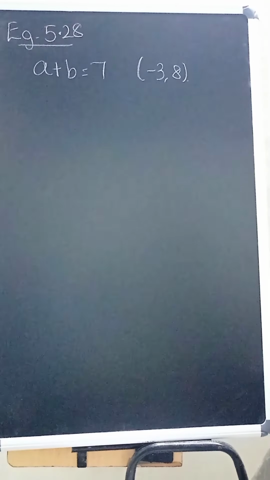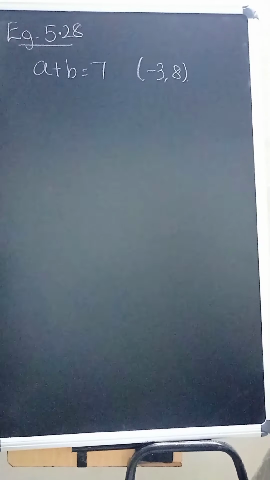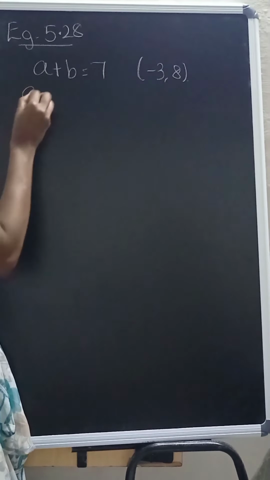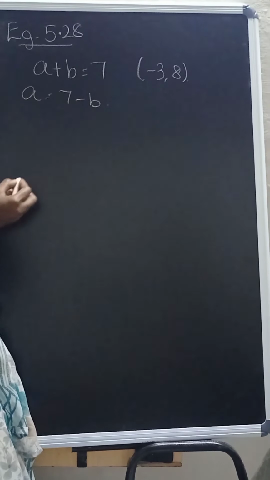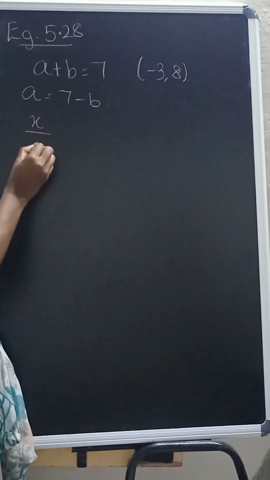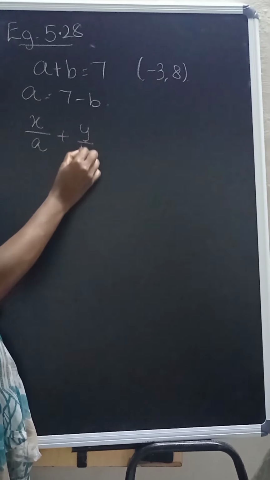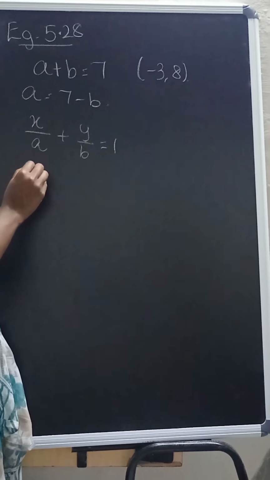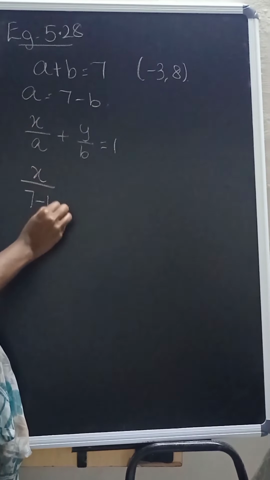Now we will see example number 5.28. A line makes positive intercepts on coordinate axis whose sum is 7 and it passes through (-3, 8). So they have given the sum of the intercepts is equal to 7. So I am taking a = 7 - b. Now what is the intercept form? x/a + y/b = 1. So now I am going to find a and b and then substitute in this equation and find the equation of the straight line. Now instead of a I am going to substitute 7 - b.